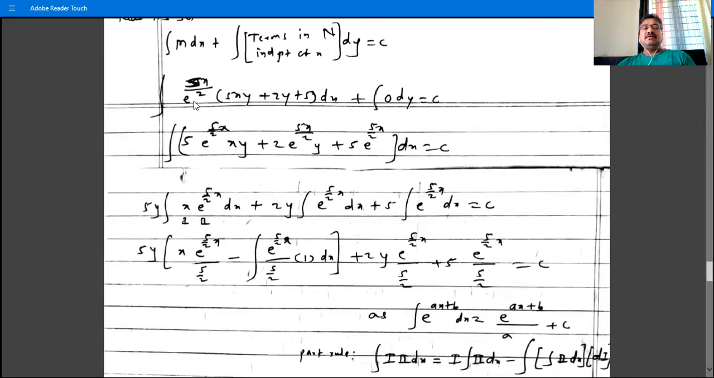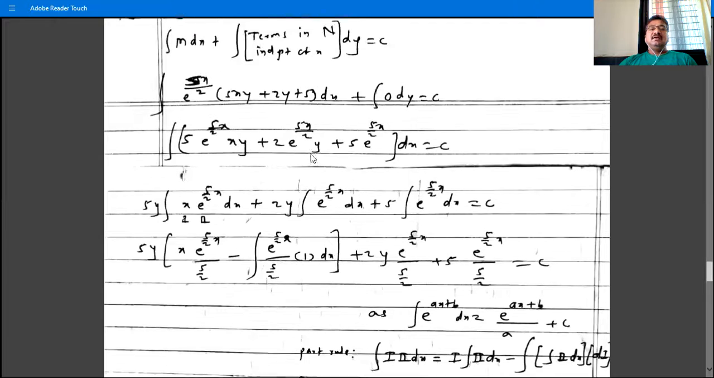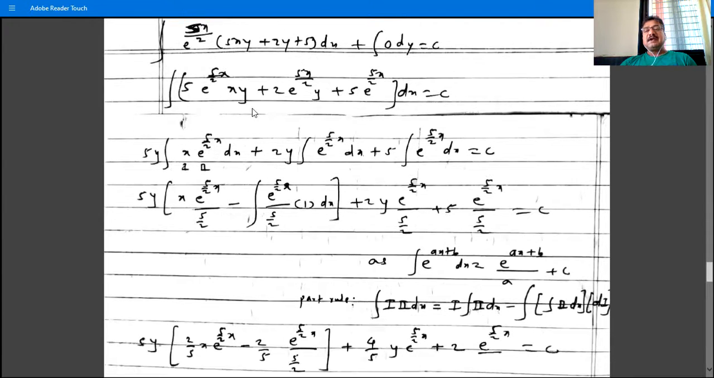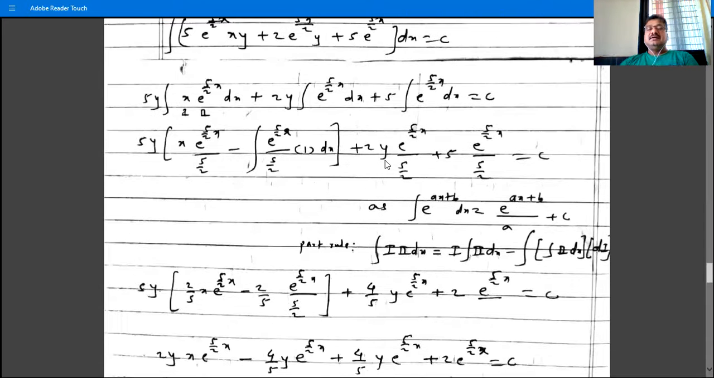So we multiply this by e raised to 5x by 2 in the bracket. We have this. Then take 5y as common outside the integration, because it is constant; the integration is with respect to x. So 5y times the integration of x into e raised to 5 by 2 x dx. This is the first factor. Then plus 2y, which is now constant, times the integration of e raised to 5x by 2 dx, plus 5 is constant, times the integration of e raised to 5 by 2 x dx, is equal to c. So split it into three parts, three integrations, and take the sum of these three integrations.